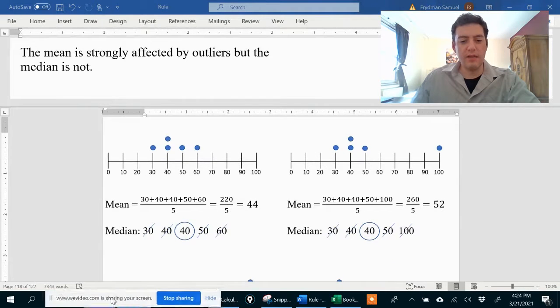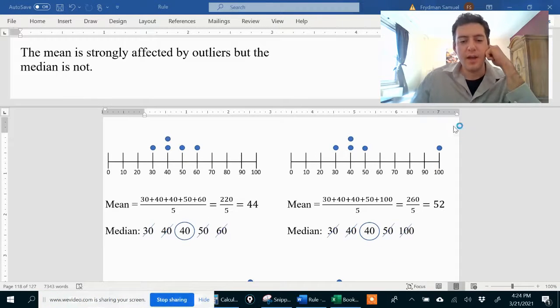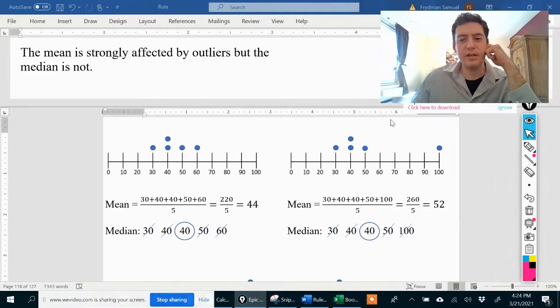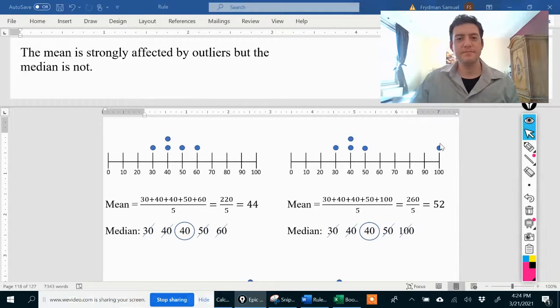Okay, now take a look at these two data sets. And the first thing that I'm going to ask you is, what's the difference between this set over here and this set over here? How is this data set different from this one? So pause and think about it for a second. Well, you might have noticed that really they're almost the same, except this point on the right has been moved from 60 in this data set all the way over to 100 in this data set, but everything else is the same.